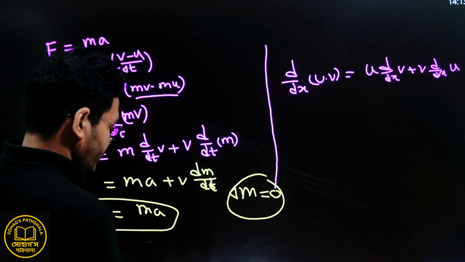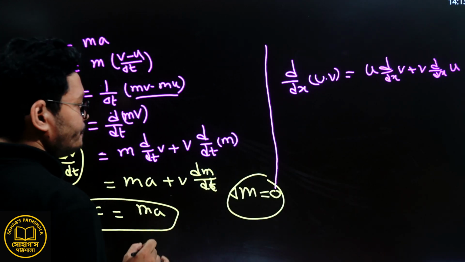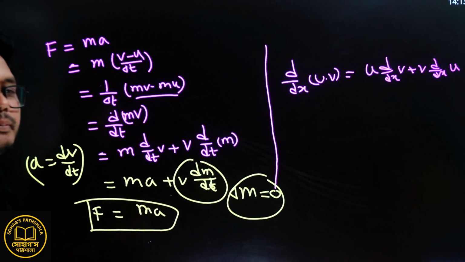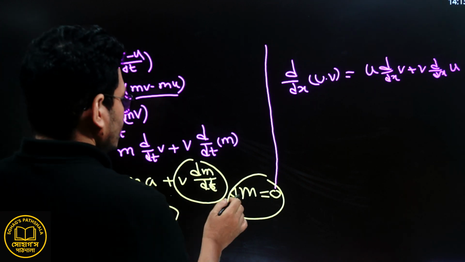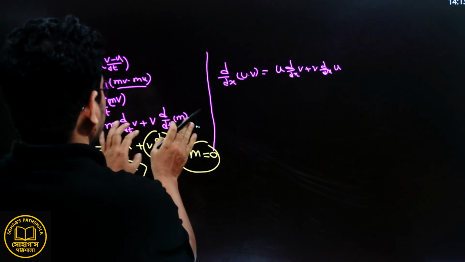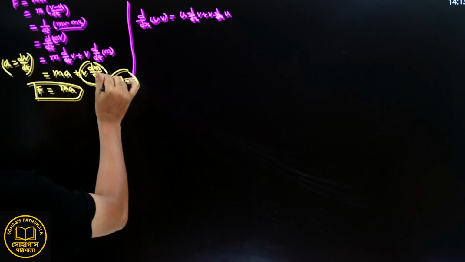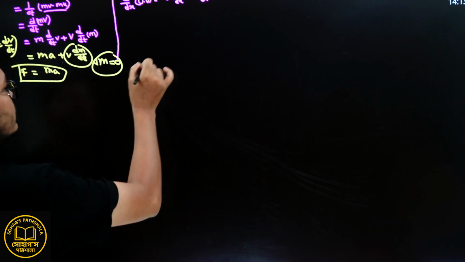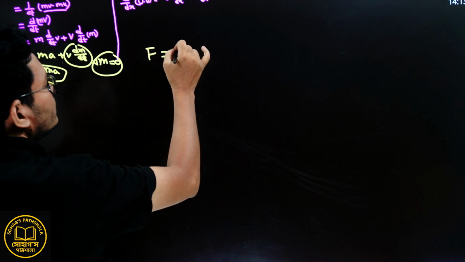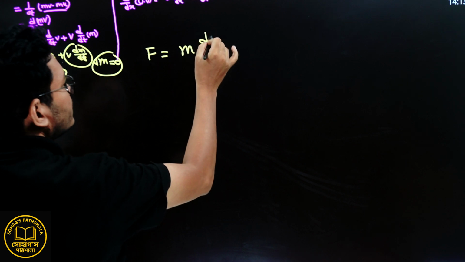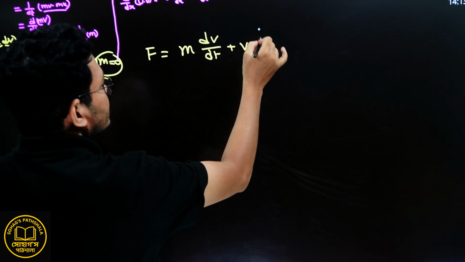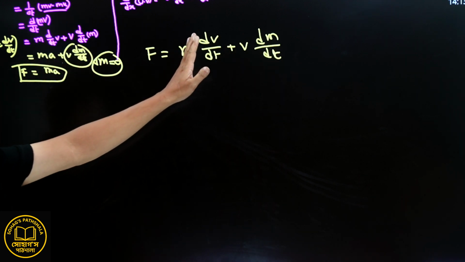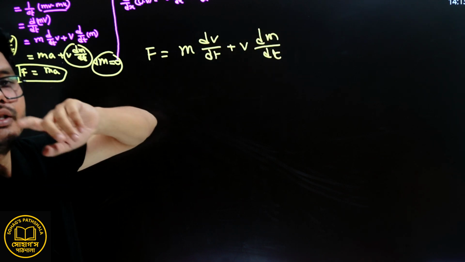But you cannot avoid this, because there are some cases where this also comes into play. Let's see where. Okay, for this we have to keep it aside. Now let's see how this comes into play. The equation was force equals m dv by dt plus v dm by dt. So normally the velocity changes but the mass is fixed, and here the mass changes but the velocity is fixed.